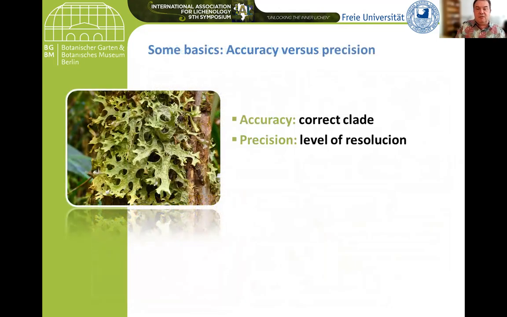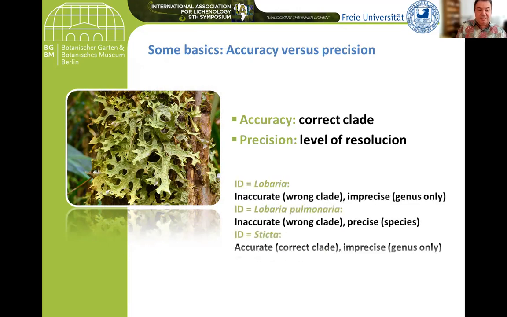Now I want to go into some of the basics of taxonomy. First of all, accuracy and precision. What does this mean? Accuracy means I am in the correct clade. Precision means the level of resolution of the identification. So in this case, do you see this green lichen that looks like Lobaria pulmonaria? I would ID it as Lobaria. It would be inaccurate, it's the wrong clade, actually. And it would be imprecise because it's only to genus level.